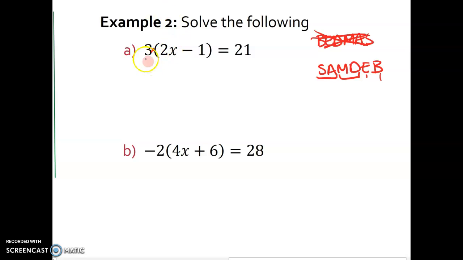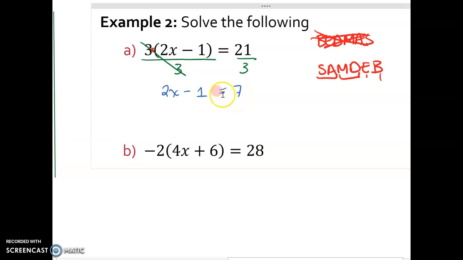So to get rid of a multiplication, what do we always do? The opposite, which is to divide by 3. So that gets rid of the 3. But what you do to one side, you have to do to the other side. So I got rid of the 3 on this side by dividing out the 3. So I'm left with just a 2x minus 1. On the right side, I have a 21 divided by 3, which is 7.